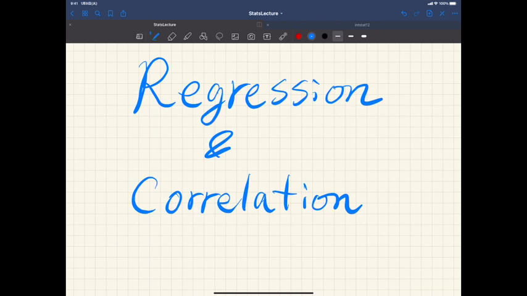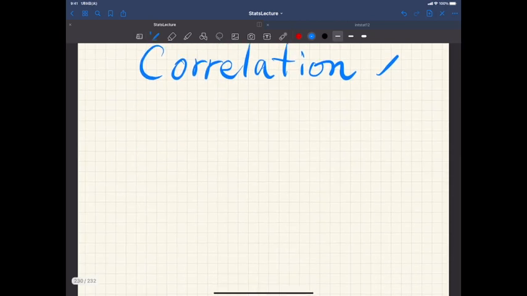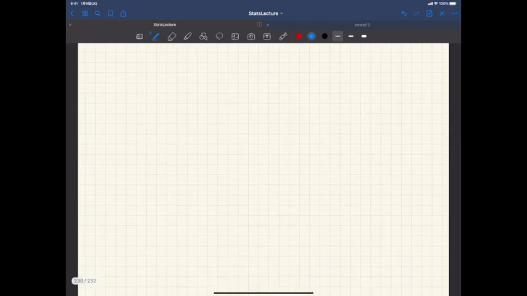Alright, now we are going to study regression and correlation. Regression is a problem where we try to find some dependence of a random variable on other random variables. For example, let's say we have two random variables, x and y, and in regression we try to find a relationship between x and y in such a way that y is expressed as a function of x.